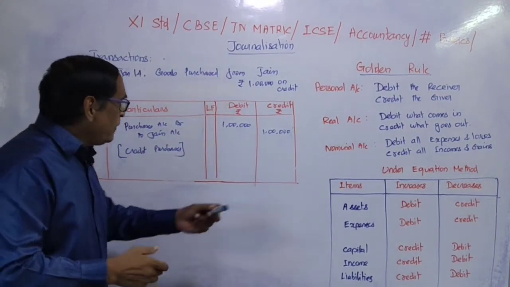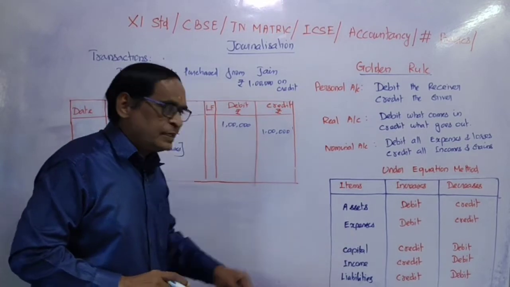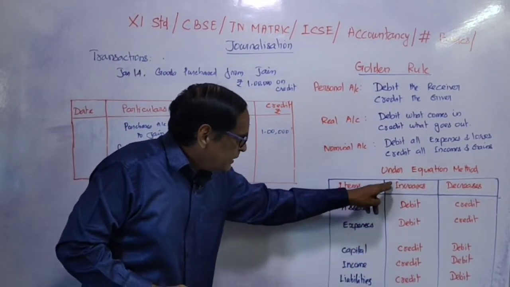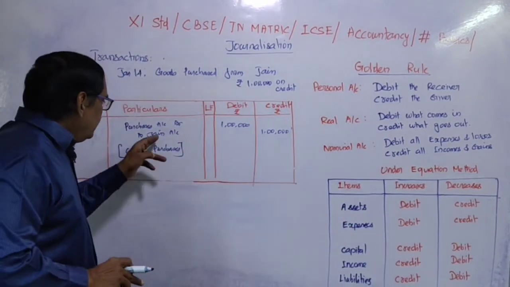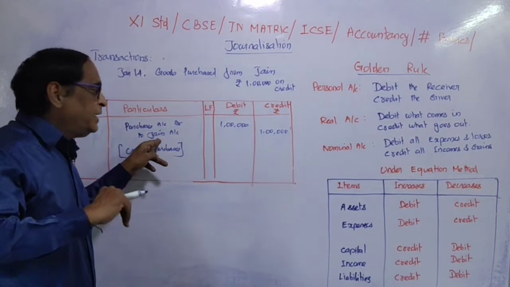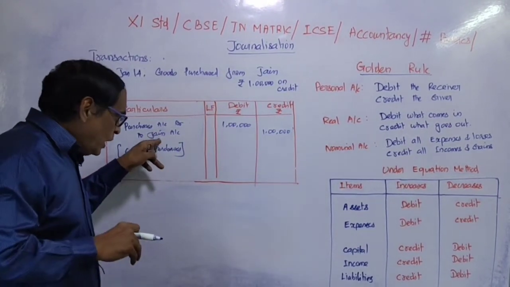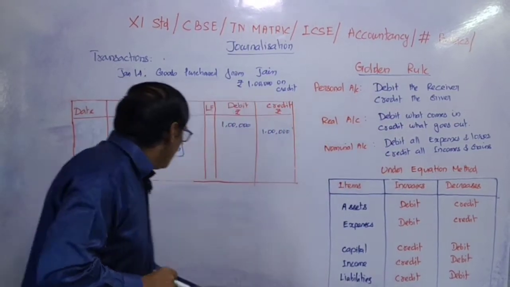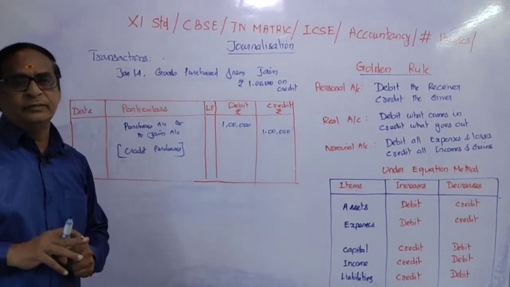Under the equation method, purchases is an expense. Expenses increase, so it is to be debited. So purchases is debited. And then Jain is a creditor. A creditor is nothing but a liability, something we have to pay in future. So liability increases, it is to be credited. So Jain account is to be credited under the equation method.